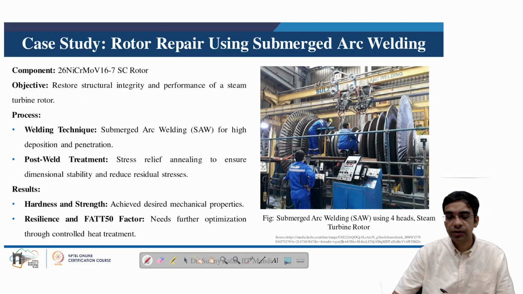Post-weld heat treatment was carried out for stress relief annealing to ensure dimensional stability and reduced residual stresses. So the process resulted in hardness and strength with desired mechanical properties on the deposited material, and it also offered resilience and FAT 50 factor, which needs further optimization under controlled heat treatment.